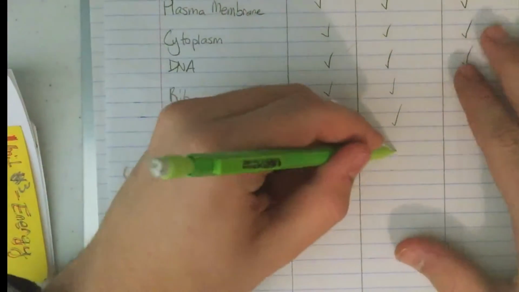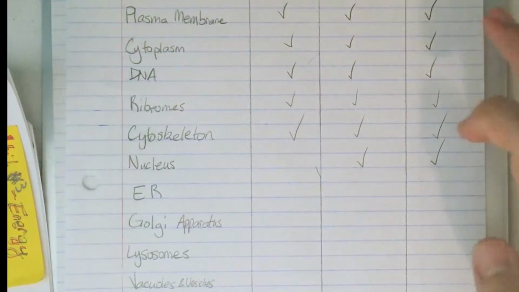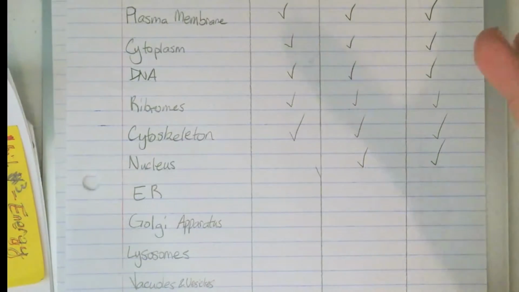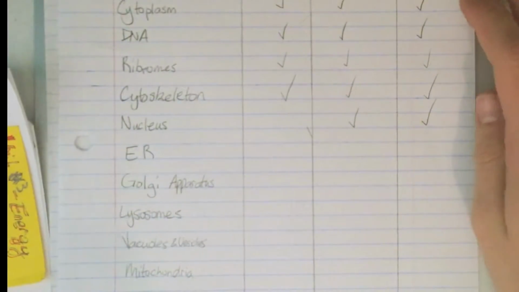Okay, nucleus. The prokaryotic cells do not have a nucleus. The nucleus is a place that separates the rest of the cell, and holds the DNA and organizes it in there, because the DNA is special.